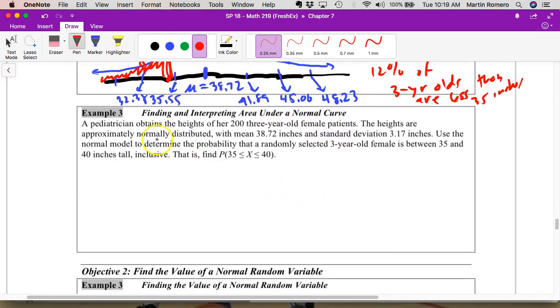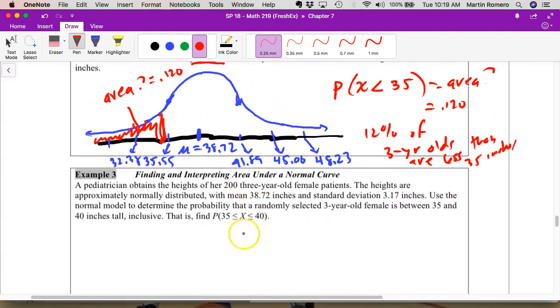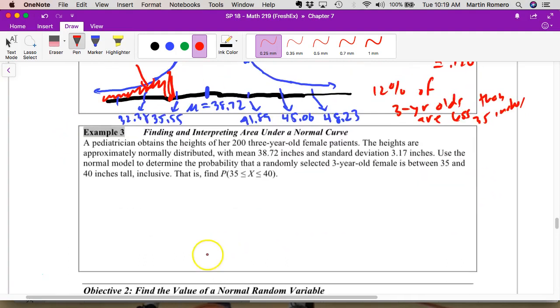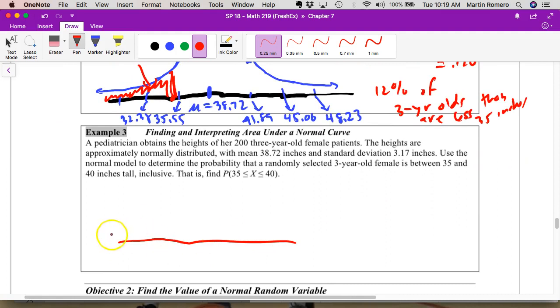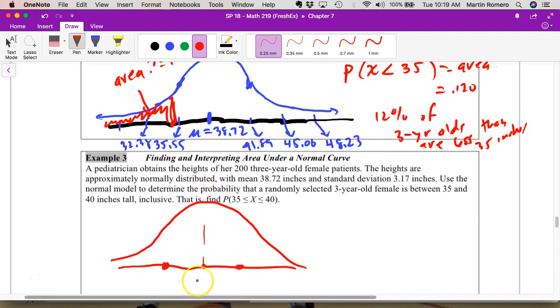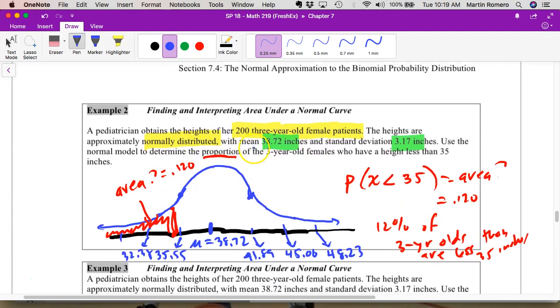The pediatrician obtains heights, so we have the same situation and the same graph, and so we have the same picture here. What we care about on this, there's the distribution. Here's 35 and here's 40. I'm going a little faster because it's the same scenario. The middle is 38.72. And so what we care about here is the probability: determine the probability that a randomly selected 3-year-old has a height between 35 and 40. And so remember, here we use the term proportion.